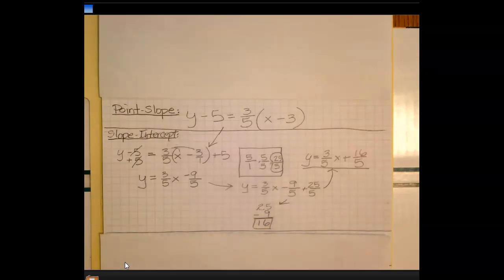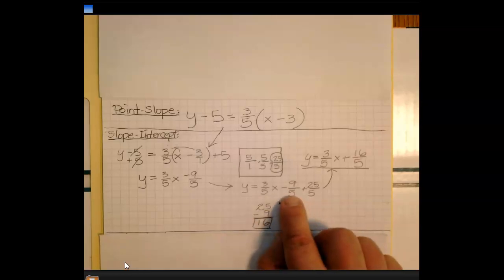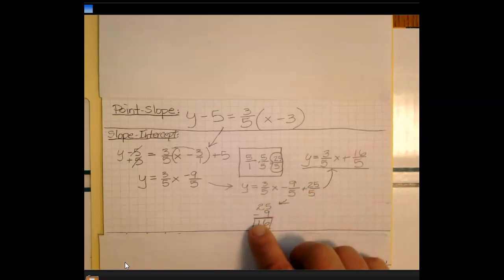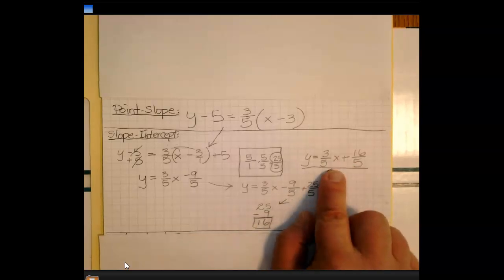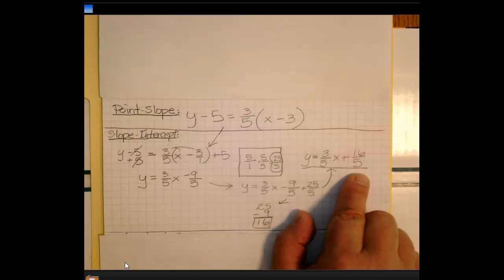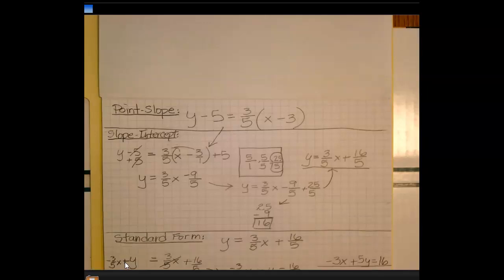Okay? In fraction addition, please recall that you only add the numerators. You let the denominators alone. Okay? So 25 minus 9 is 16. So my final answer for point slope form for this particular set of points that I chose is y equals 3/5 x plus 16/5. Now let's do the last piece.